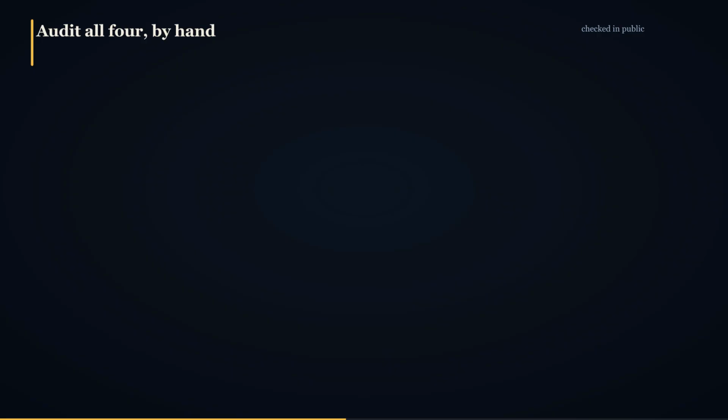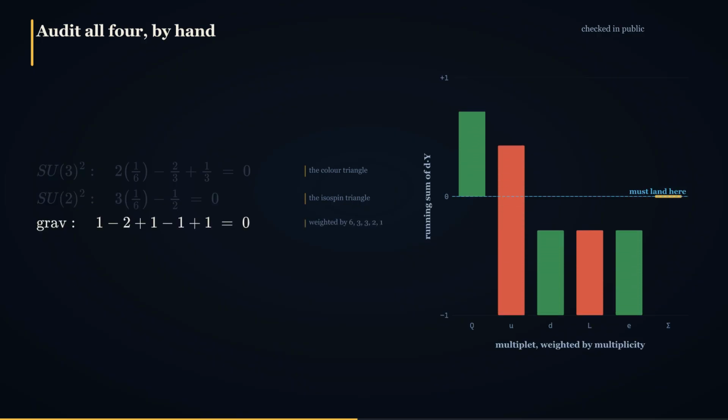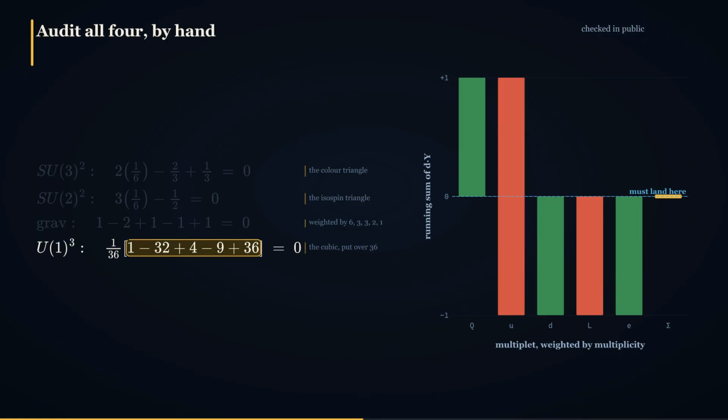Let us audit it by hand, because a claim like that deserves to be checked in public. Color triangle: 2/6 minus 2/3 plus 1/3, 0. Spin: 3/6 minus a half, 0. The gravitational sum, weighting each piece by 6, 3, 3, 2, 1, gives 1 minus 2 plus 1 minus 1 plus 1, 0. And the cubic, put everything over 36 and the terms read 1 minus 32 plus 4 minus 9 plus 36, 0. All 4 vanish with no residue to absorb anywhere.